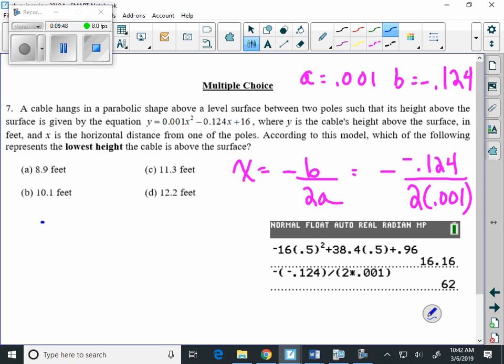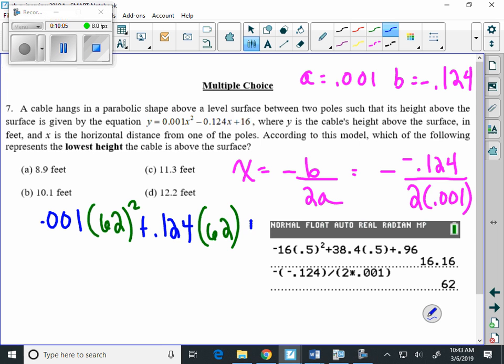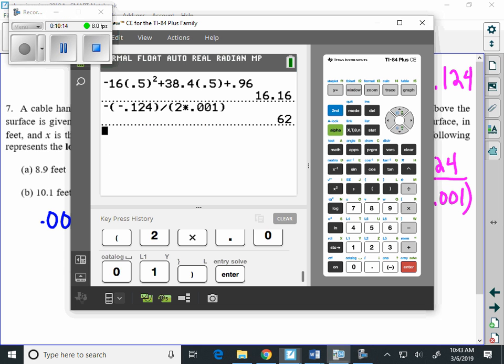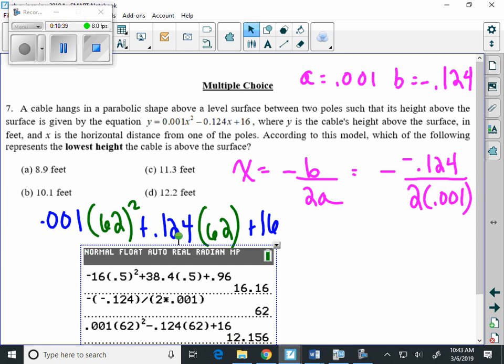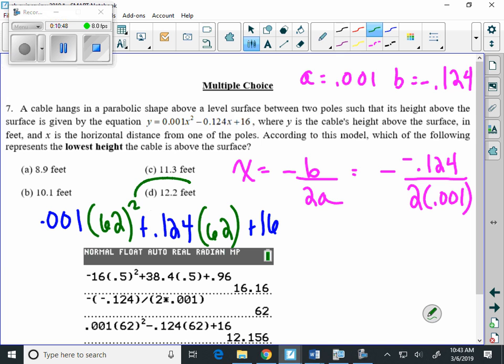So now it's going to be 0.001 times 62 squared minus 0.124 times 62 plus 16. So one last calculation. And there we finally get what we need to finish this problem. We ended up with 12.156. And it says, according to this model, which of the following represents the lowest height of this surface? 12.2 feet.